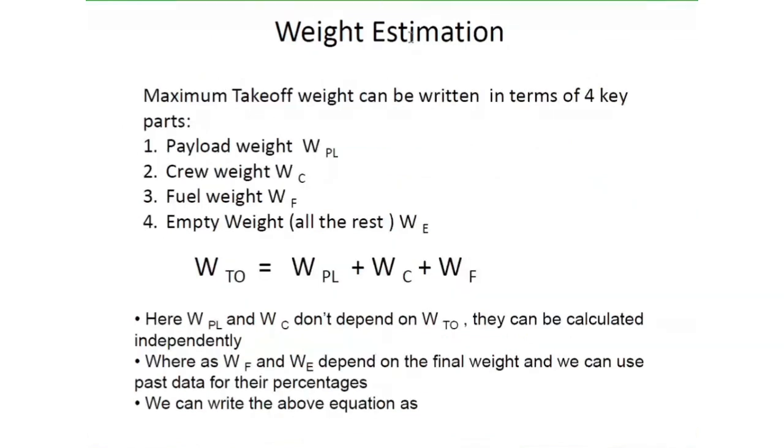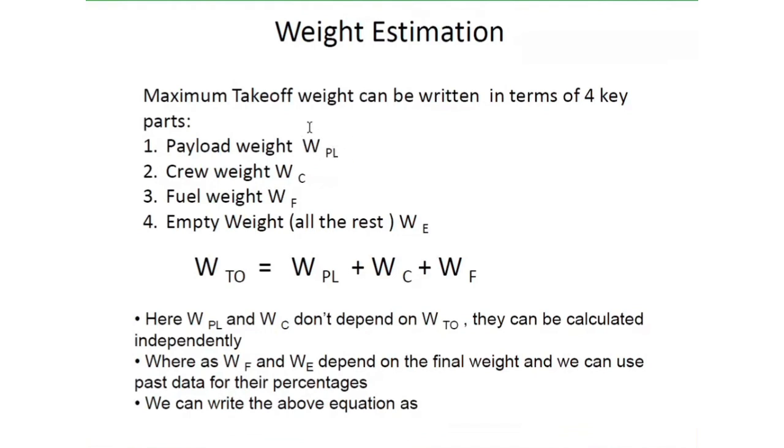Okay, so let's look at a very simple and almost crude method of estimating the weight. This has been used in many places as a starting point. Okay, so let's look at the total takeoff weight. We can break it into four compartments. The first is the payload weight. This is the weight of the stuff you have to carry.